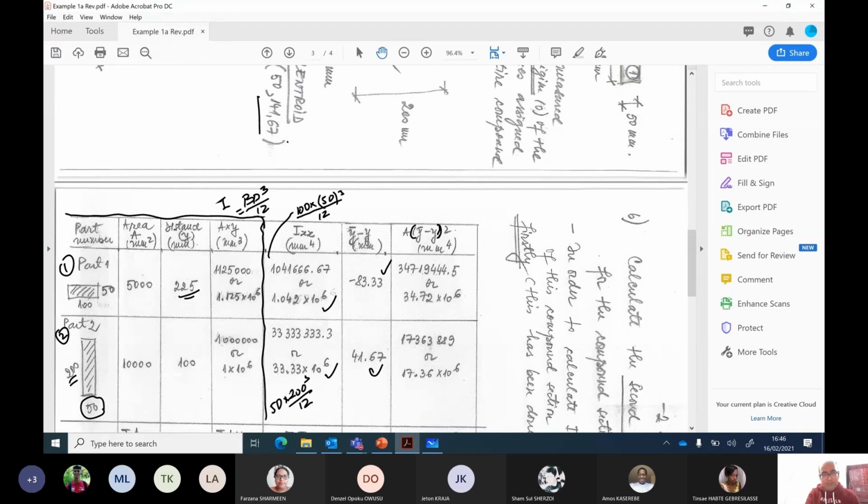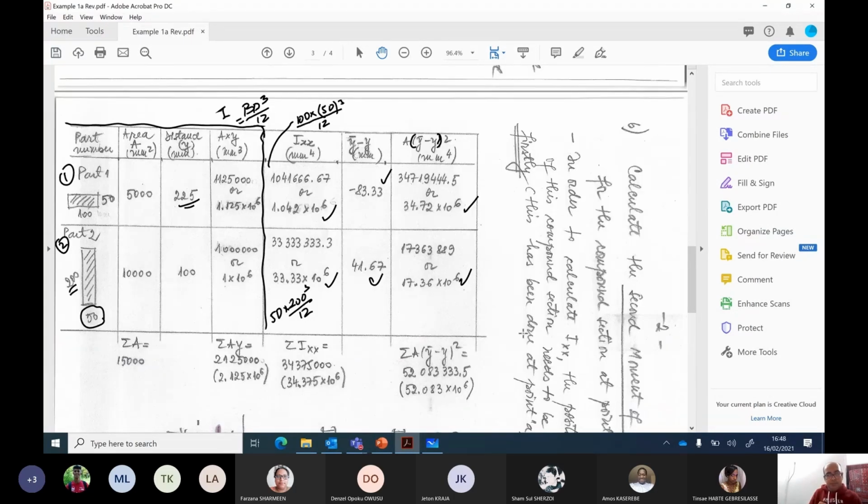The next thing for us is to find a into (y minus y bar) square. So let's find out if this is fine or not. Area is 5000 times y bar minus y, which is minus 83.33. If you square it, you will get 34.7194 into 10 raised to 6. This is fine. So the next one is 10,000 times 41.67 square, which is 17.36 into 10 raised to 6.